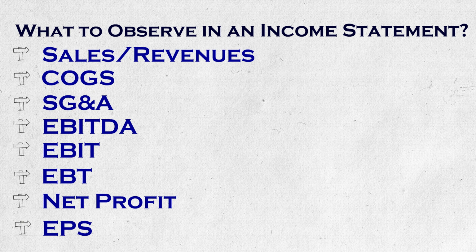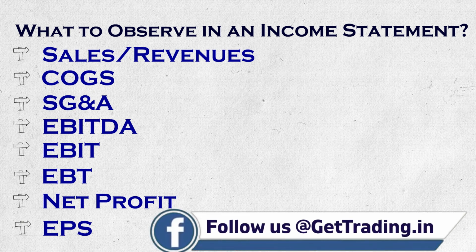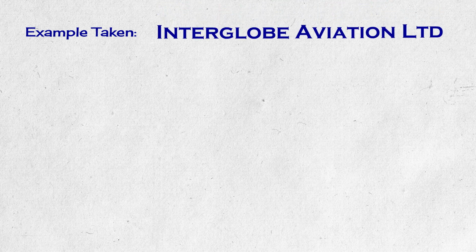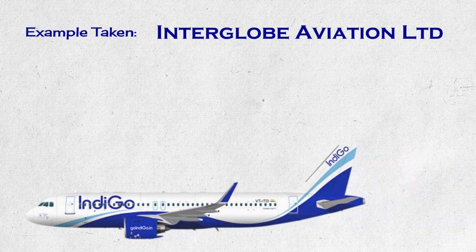Source of the statement? We can get an income statement from the company's annual report, but it is too complex to understand. So, we suggest you download financial statements from moneycontrol.com, which will give us refined income statements. Now, regarding which company to take as an example, upon researching multiple companies' income statements and after several discussions, our team has chosen Interglobe Aviation Limited, shortly called Indigo.